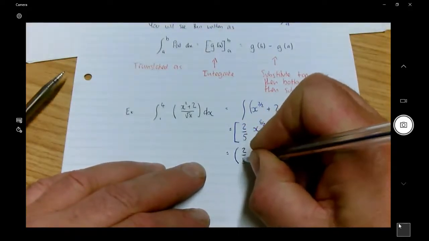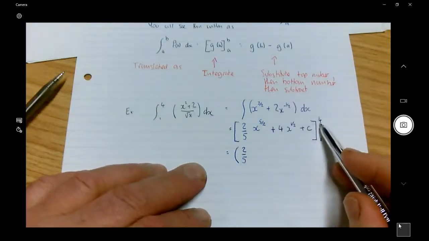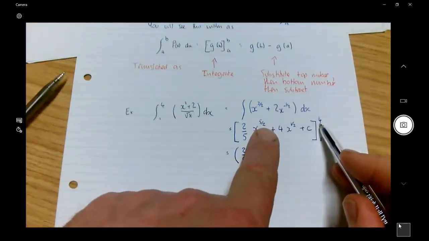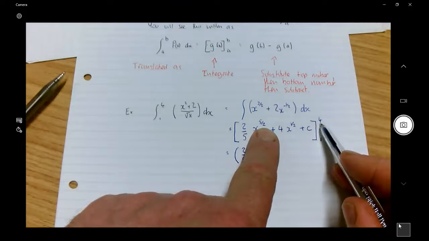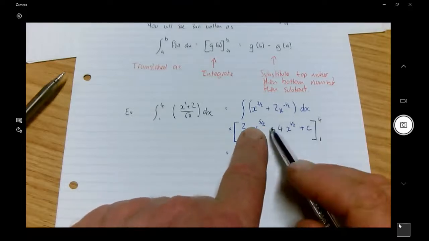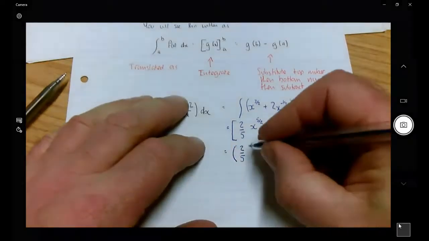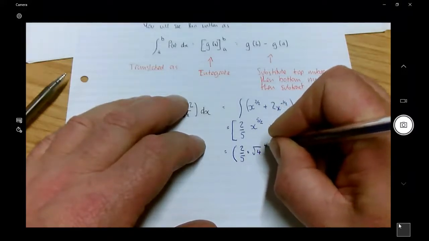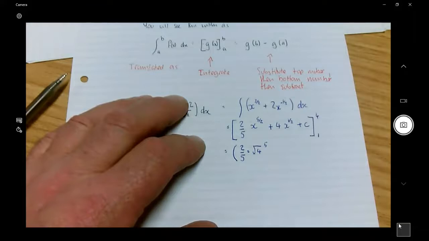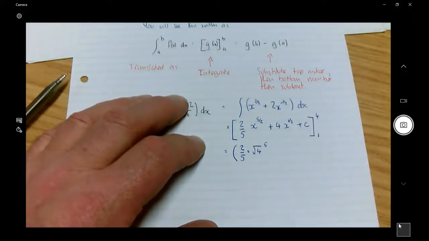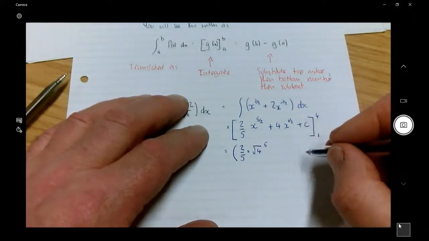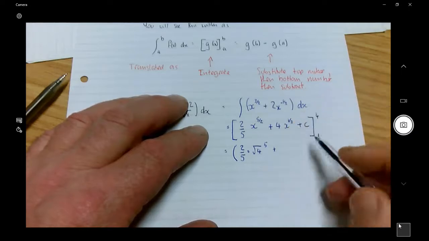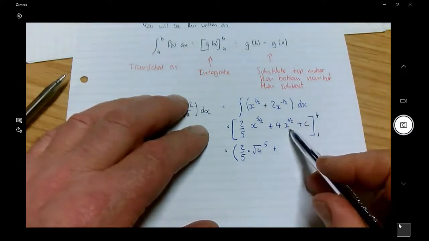2/5. Now it's 4 to the power of 5 over 2. In other words, the square root of 4 to the power of 5. So I would write times the square root of 4 to the power of 5. Okay? Plus 4 times the square root of 4.